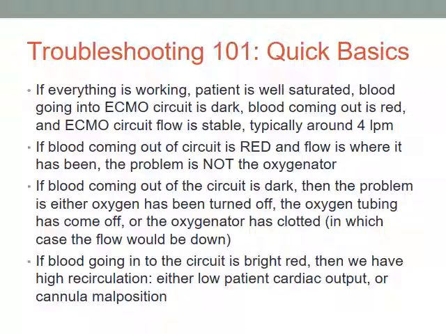If the blood going into the circuit is bright red, you have recirculation. Okay? The only way that can happen is recirculation, either you have a low patient cardiac output or a cannula is malpositioned. Very simple. So look at your circuit and ask yourself, what color is the blood? What are the flows? You should know that on your patient.